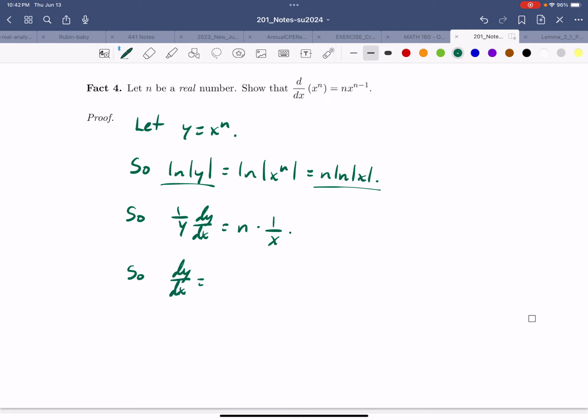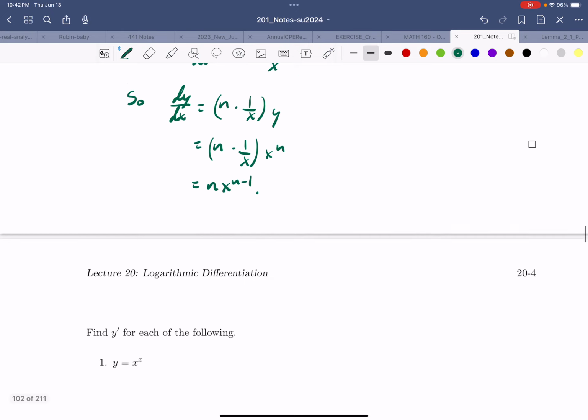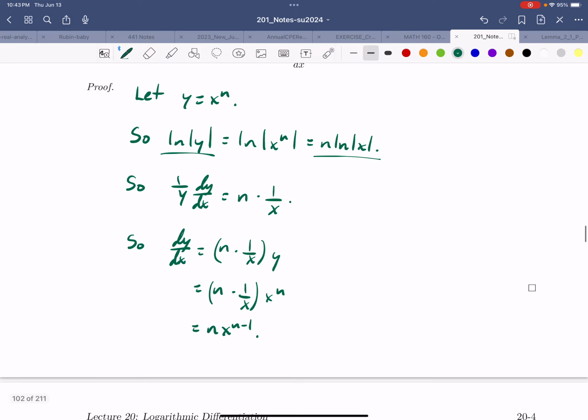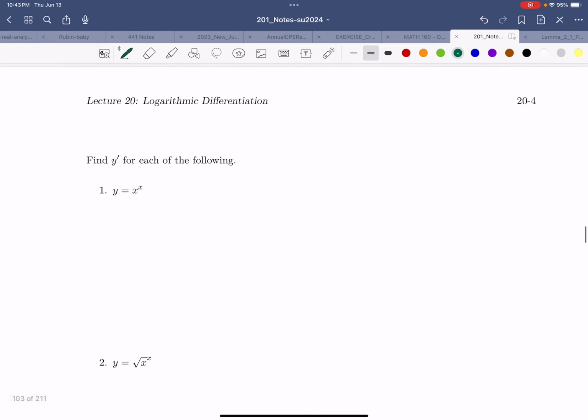So dy over dx equals n times 1 over x times y, which is n times 1 over x times x to the n, because that's what y was equal to. And if you just simplify that, you get n x to the n minus 1. Well, there you go. So that's the power rule for real numbers. It works for any real number n.